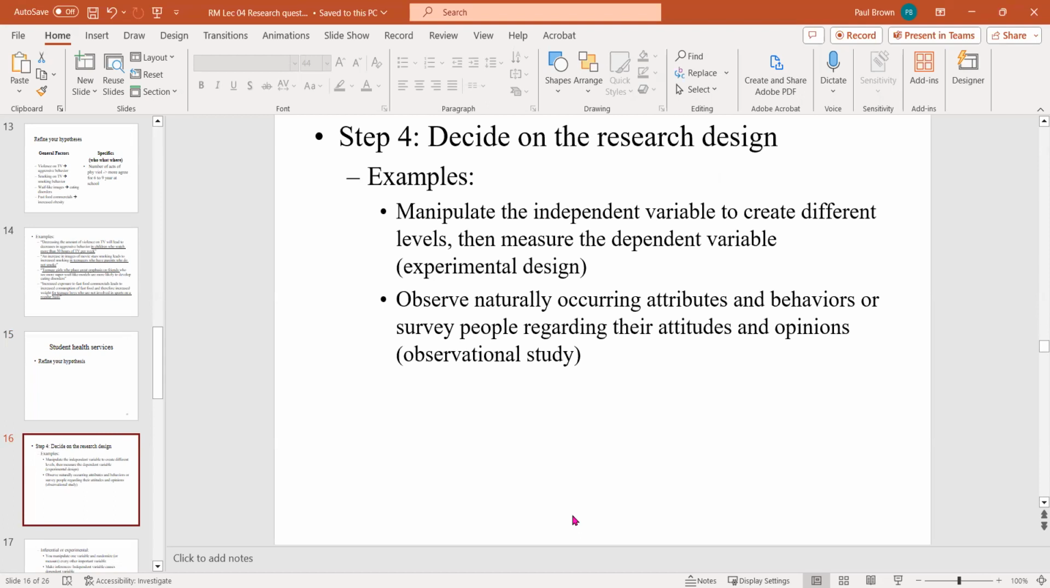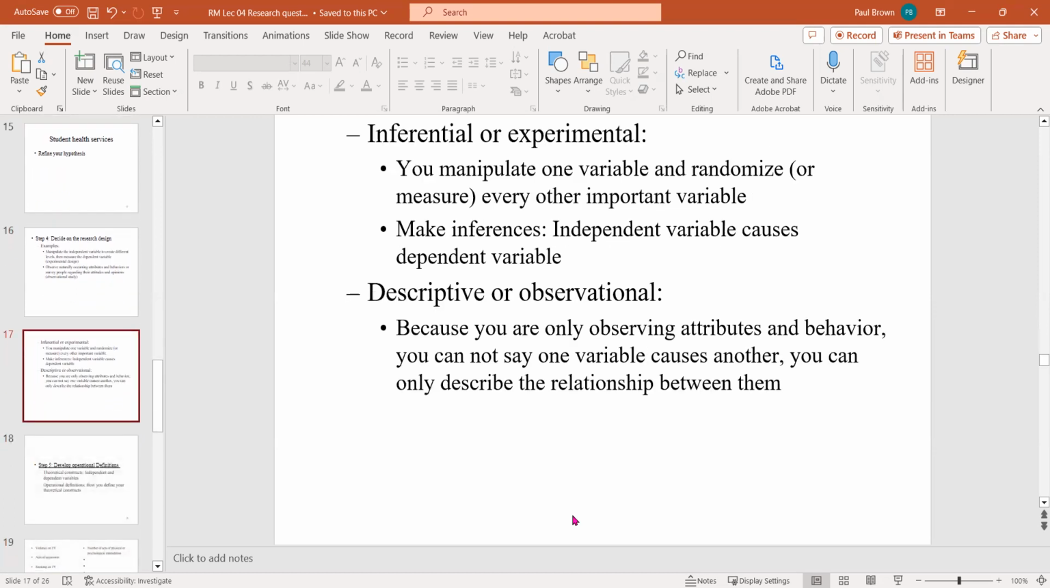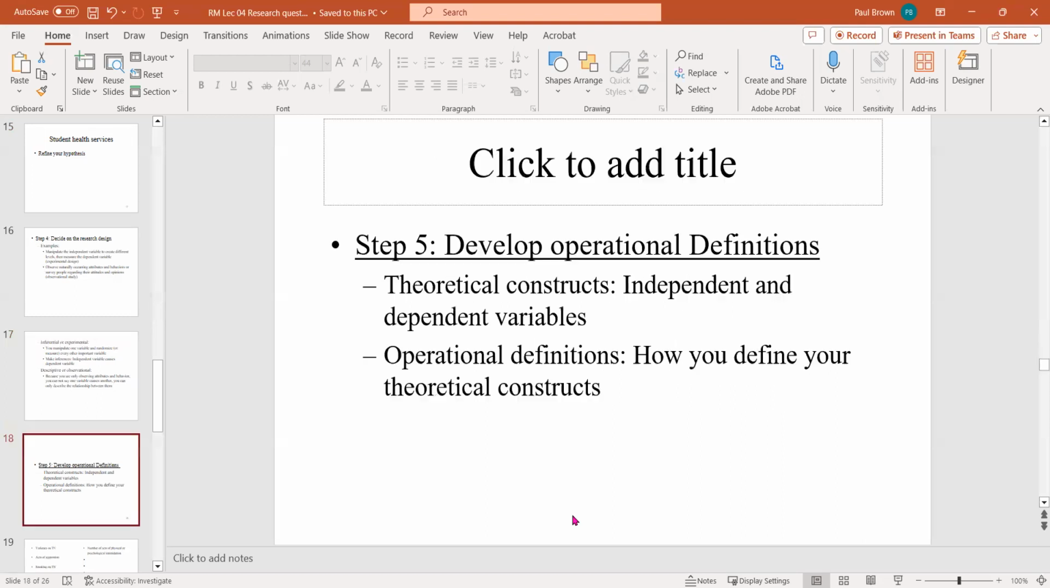So we'll decide that we just want to do a survey of the general population. So if we do a survey, then that is not an experimental, that's an inferential study, right? Or an observational study, where we are just surveying people rather than experimenting. And then you operationalize your definitions.